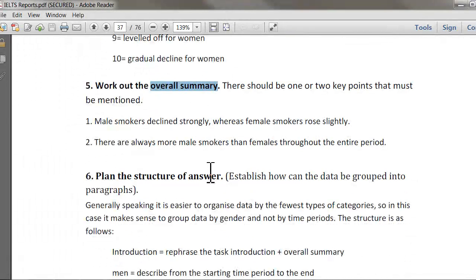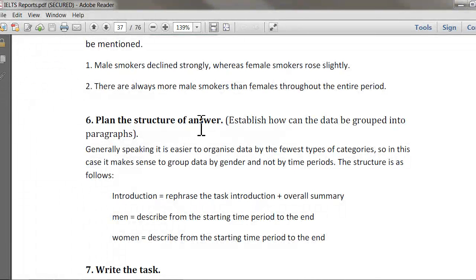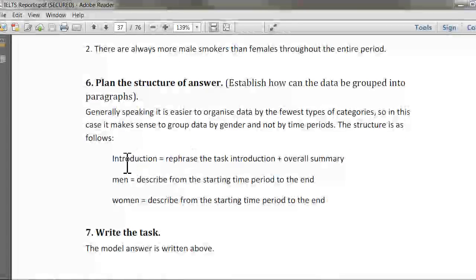Okay, and then the last part is just to plan how we're going to cover the data. And I'd say with this one, be ideal for 3 paragraphs. An introduction where we rephrase what the task's about, give our overall summary, then we could have a paragraph about male smokers, then a paragraph about female smokers. Note there's no conclusion. It's a report. We do not need to have a conclusion for an IELTS report. We must have an overall summary though.